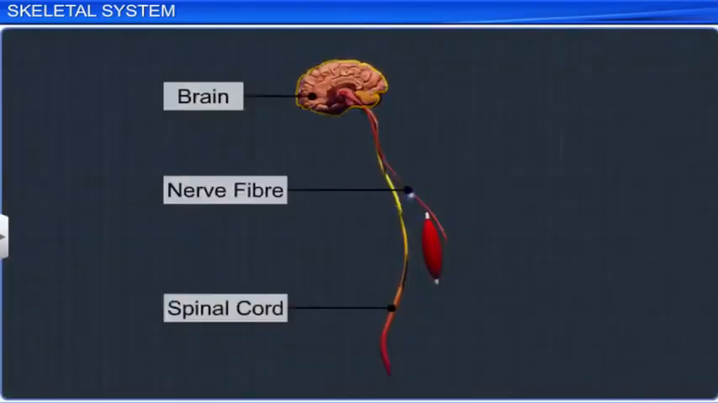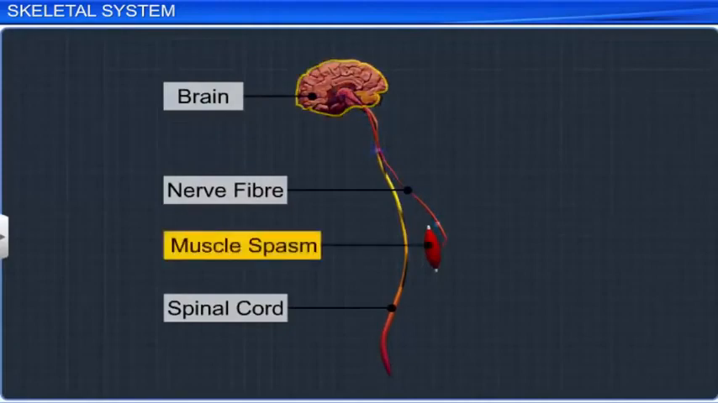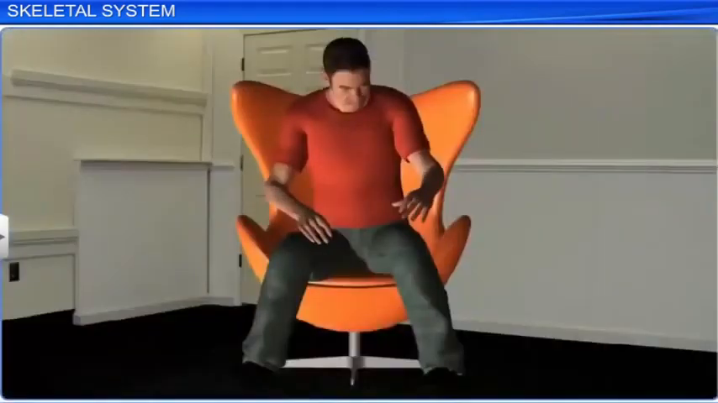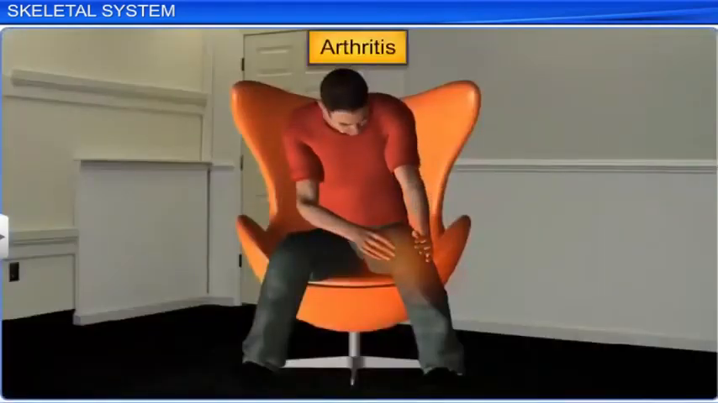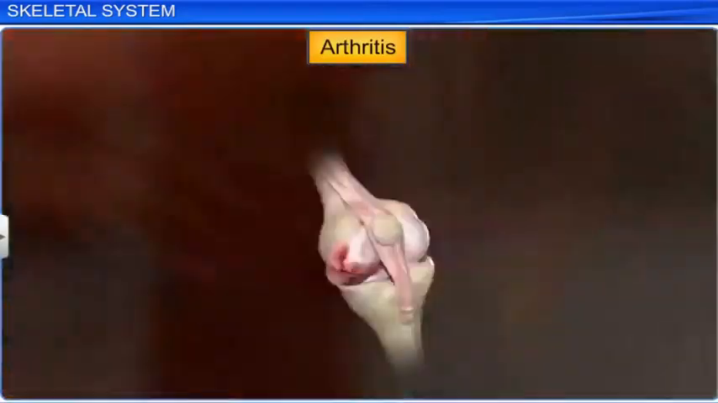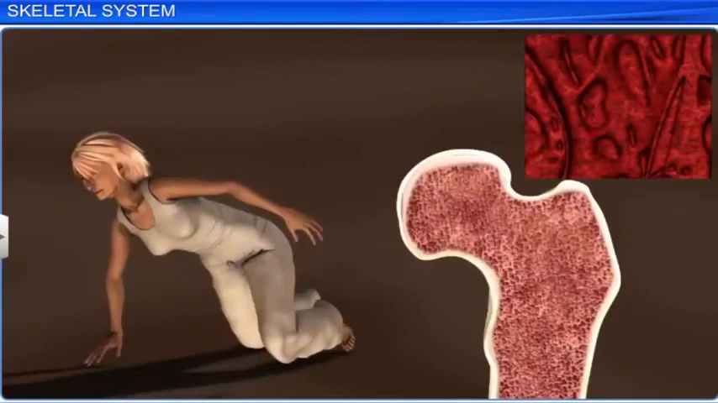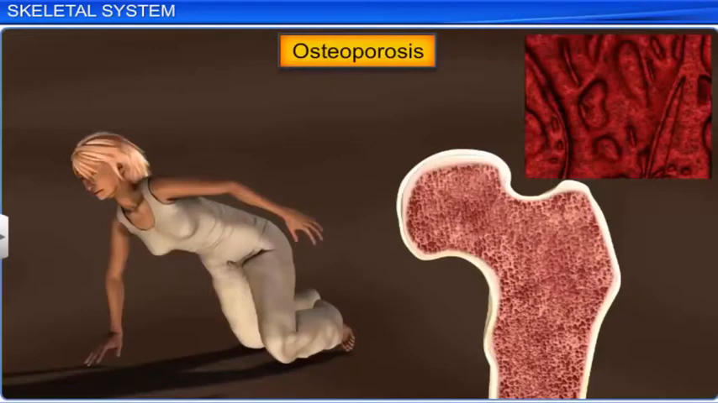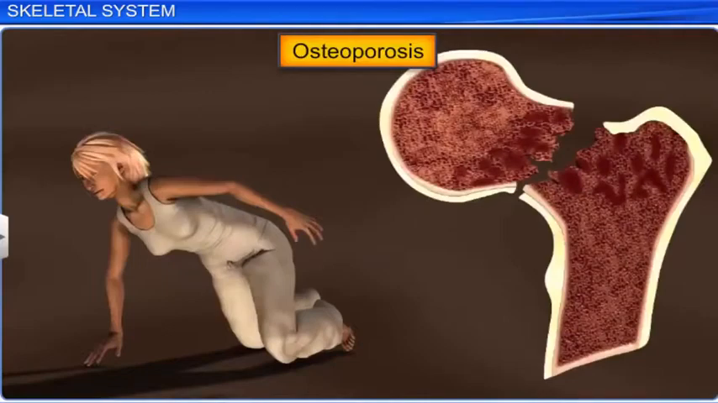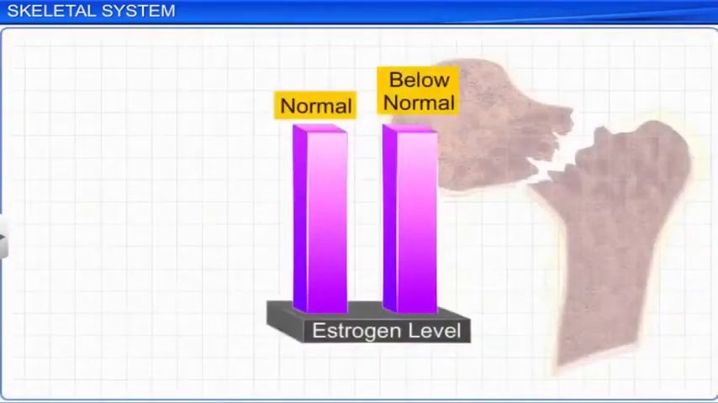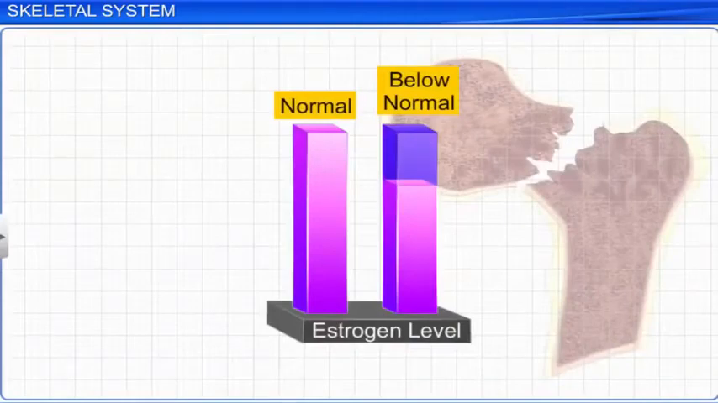Another disorder, tetany, causes rapid spasms in the muscles due to calcium deficiency, whereas arthritis is the inflammation of joints, a disorder commonly seen in elderly people. Elderly people also suffer from osteoporosis, which is characterized by a decrease in bone mass, which increases the chances of fractures. It is caused by a decrease in the level of estrogen and is therefore more common in women.